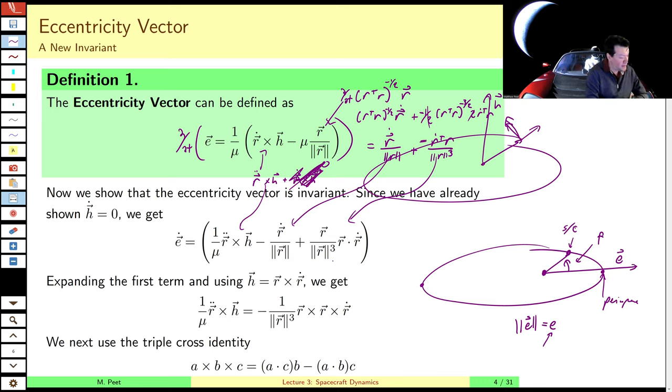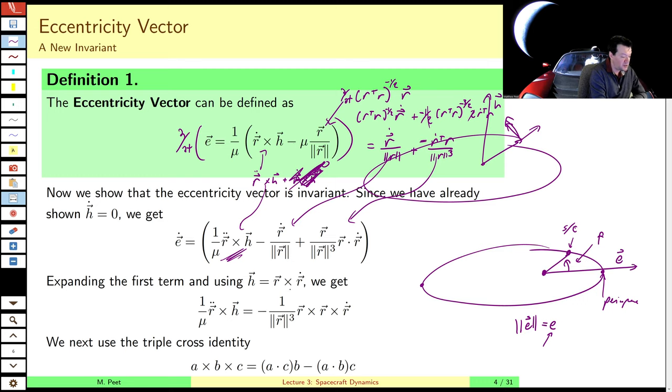Now, let's expand these terms one at a time. Actually, we're just going to focus on expanding this term here, because once we do that, the other bits will cancel out. There's a couple bits of vector properties here, specifically the triple cross product. Sounds like a horse race or something like that. So specifically, we've got here, remember, r double dot cross h.